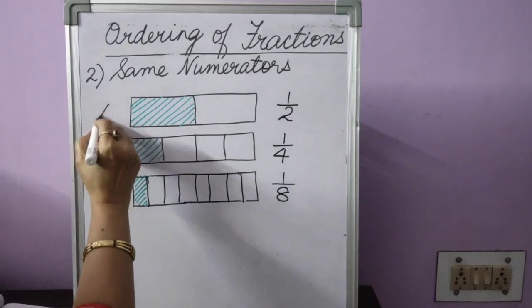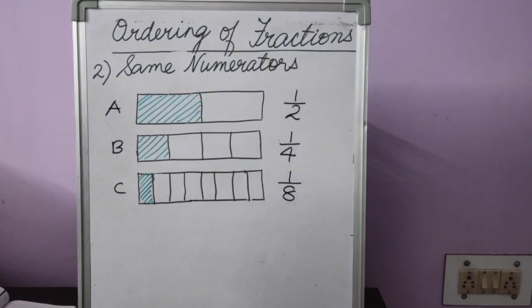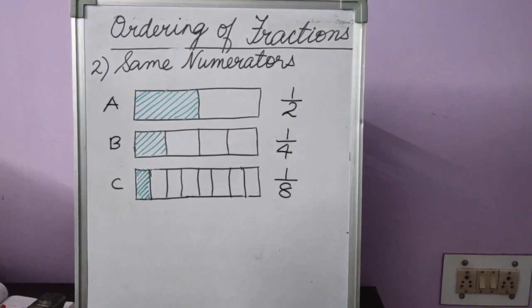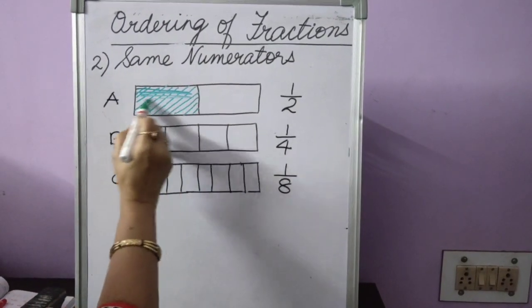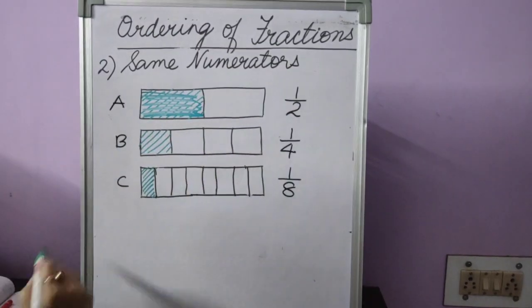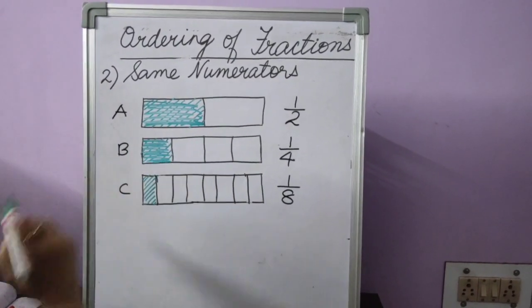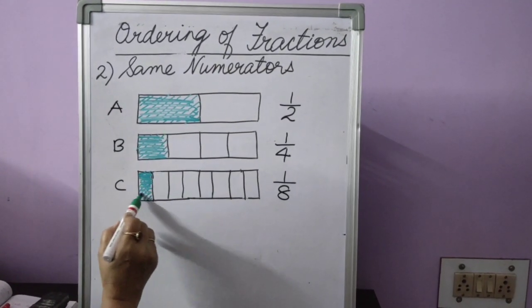Again in the same way, if these are 3 children, A, B, C. Now let us see who has eaten the most and who has eaten the least. Now if we see the parts that they have eaten. So A has eaten this much part of the chocolate. B has eaten this much part of the chocolate. And C has eaten only this much part of the chocolate.